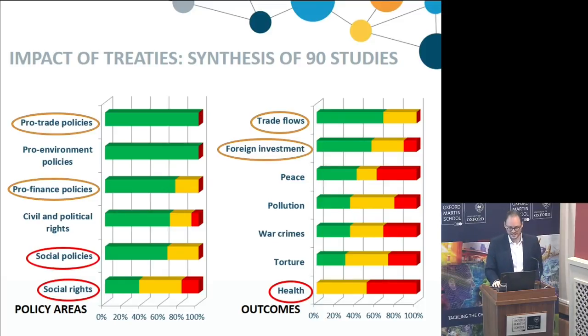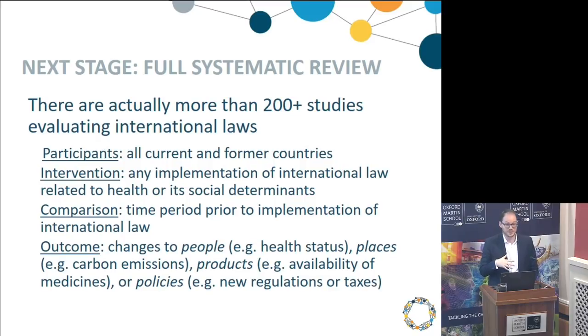As a follow-on to this, the next stage is to do a full systematic review. For those who aren't from a health or medicine background, a systematic review is an attempt to apply a transparent, systematic process to gathering a whole field of literature that's responding to a very particular question. We're in the process of doing this. We're at the very end, where we found more than 200 studies. The first study that I showed you was based on 90 quantitative impact evaluations. We found over 200, and we're now in the final process of bringing those together.